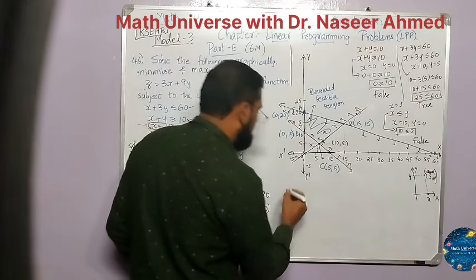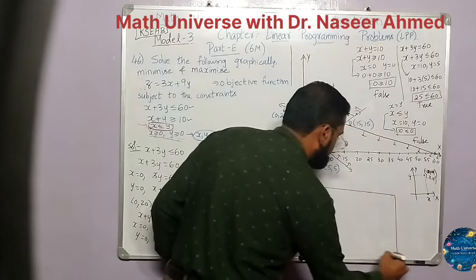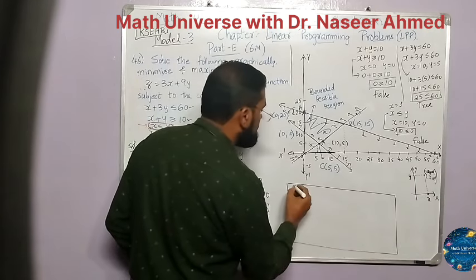Now let us take the table, the last part of the problem. We are almost done. So corner points.